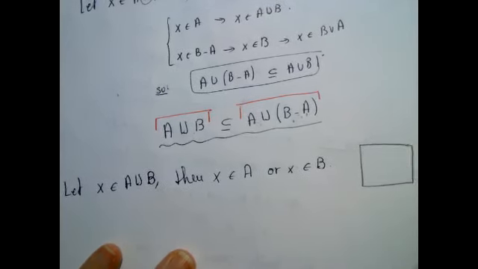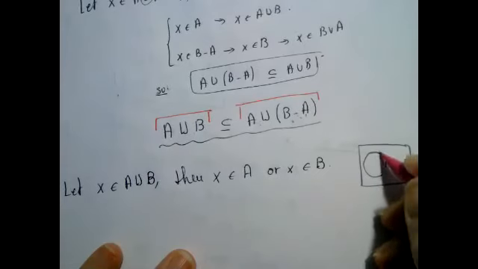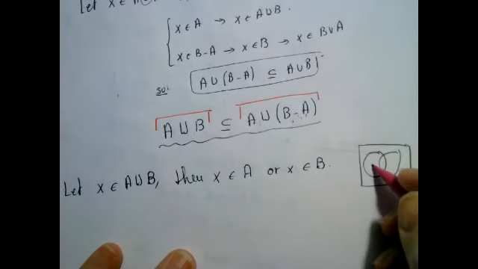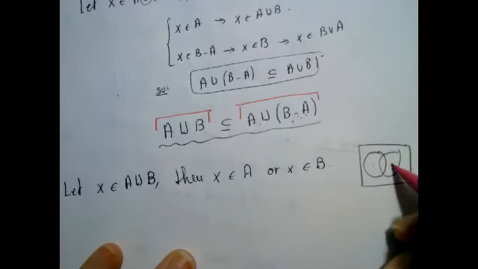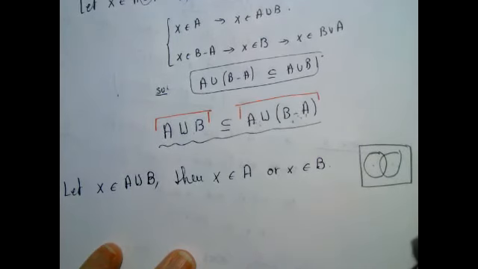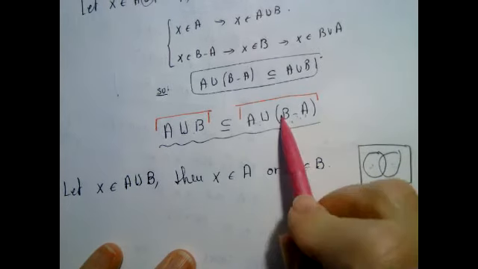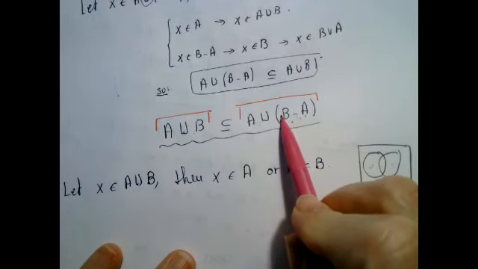So if it's in A union B, it means it could be in A or it could be in B. So I don't really know what it is. But you have to prove that regardless of what it is, at the end it lands right there. Understand the logic?